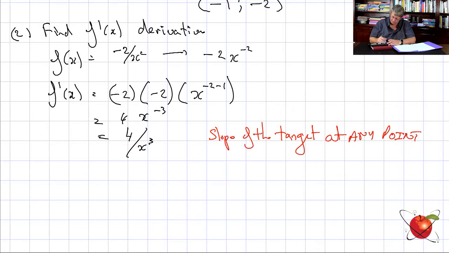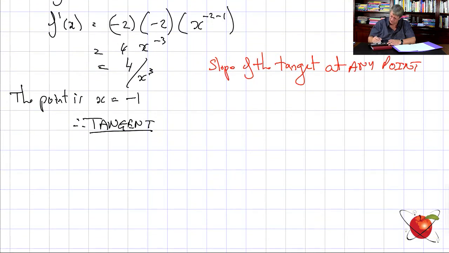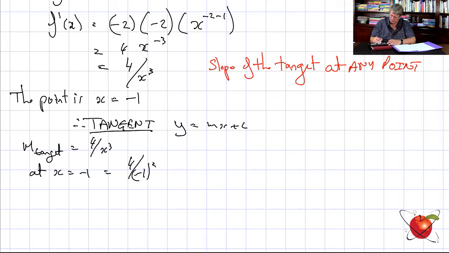We have said that the point is x equals, let me just check, minus 1. Therefore, the tangent, now let's work it out. The tangent is always y equals mx plus c. Let's work out m of the tangent, which is equal to 4 over x cubed at x equals minus 1. That's going to be 4 over minus 1 cubed, which is going to be minus 4, isn't it? Minus 4. Therefore, the tangent, we're still working on the tangent, is minus 4x plus c.